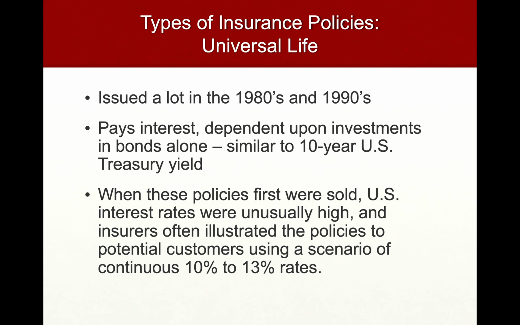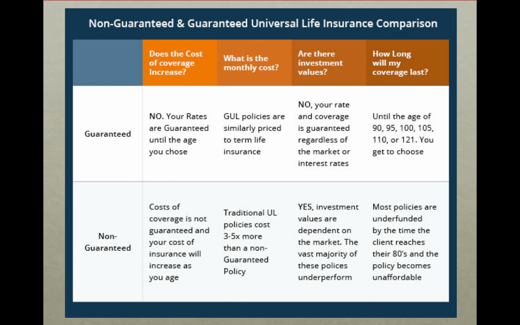So when these policies were first sold, interest rates in the United States were really, really high, and they were illustrating these policies that interest rates would continue to be high. The interest paid would be 10 to 13% indefinitely. And a lot of these policies have just imploded because they don't earn any interest and they haven't for a long time. Or much higher premiums have had to be paid into them to keep the policies in force.